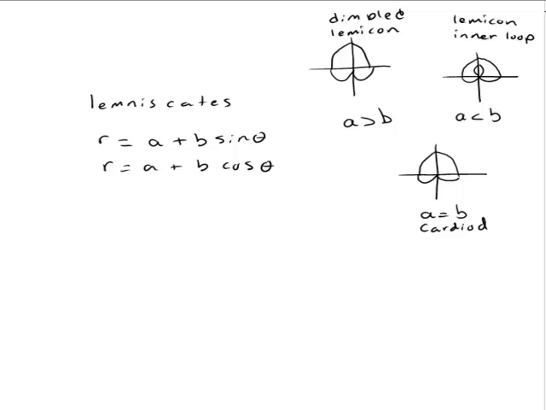Okay, so in this video we're going to look at a couple of examples of graphing lemniscates. And lemniscates are going to have the form r equals a plus b sine theta, or r equals a plus b cosine theta. And off to the right here we have a couple of general curves. They don't have to look like this. In fact, depending on if we're looking at sine or cosine, we may have these curves being rotated, right?